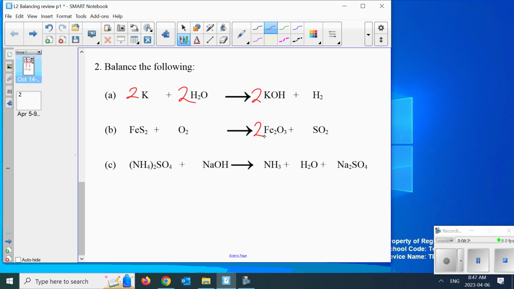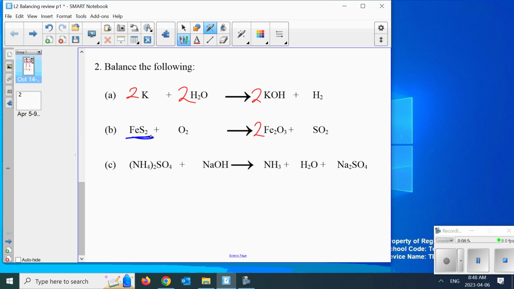Now, I'll tell you a little tip. Leave that to last, because I like to balance that last because it doesn't screw anything else up. If I adjust any of the other compounds, you're adjusting 2 elements at a time. So leave any lone elements until last. You could work out water right now.